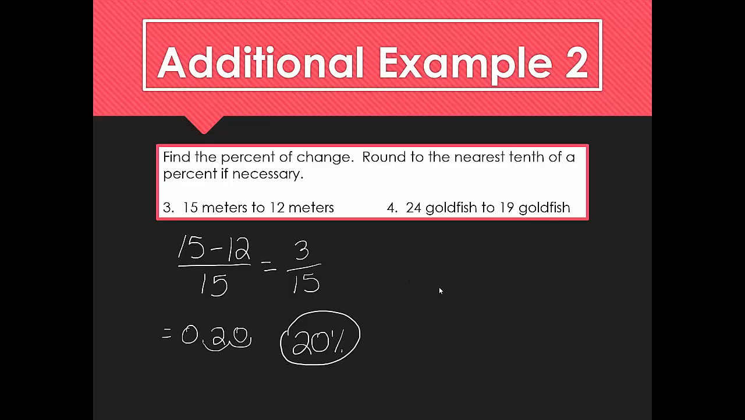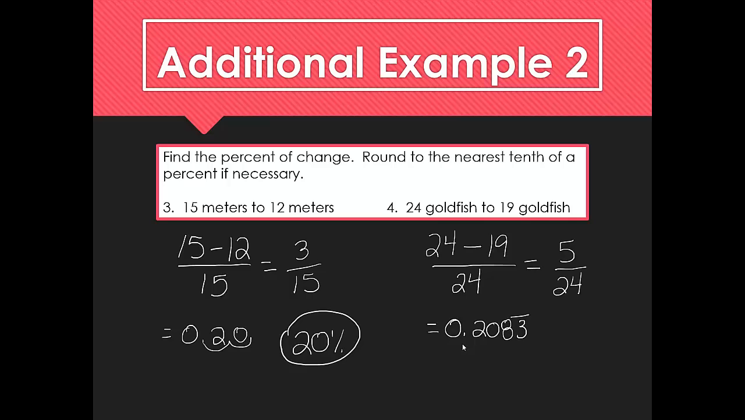For number 4, we have 24 goldfish to 19 goldfish. This again would be a decrease, so we're going to find the percent of decrease. For percent of decrease, we start with our original, which was 24. We subtract our new amount, which is 19, and then we divide by our original, which is 24. 24 minus 19 is 5, and then we're going to divide that by 24. And 5 divided by 24 is equal to 0.2083, and the 3 repeats.